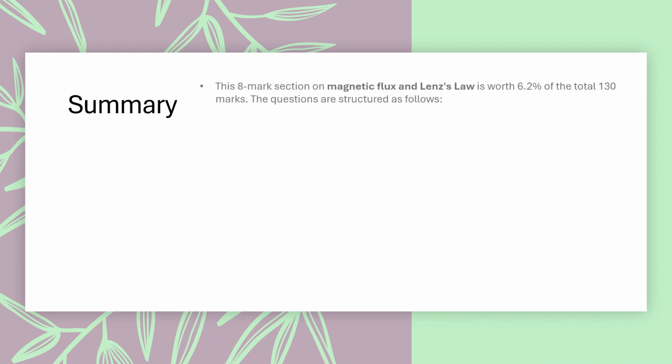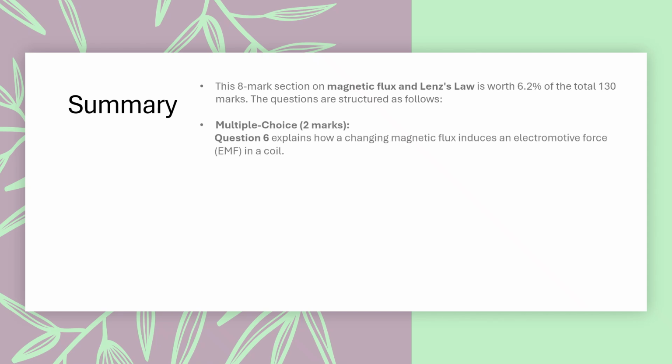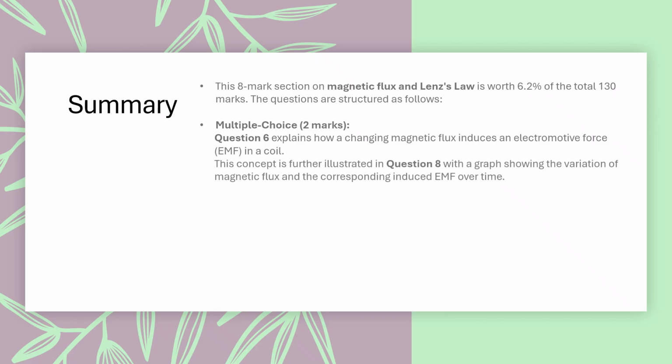This 8-mark section on magnetic flux and Lenz's law is worth 6.2% of the total 130 marks. The questions are structured as follows. Multiple choice, 2 marks. Question 6 explains how a changing magnetic flux induces an electromotive force, EMF, in a coil. This concept is further illustrated in question 8, with a graph showing the variation of magnetic flux and the corresponding induced EMF over time.